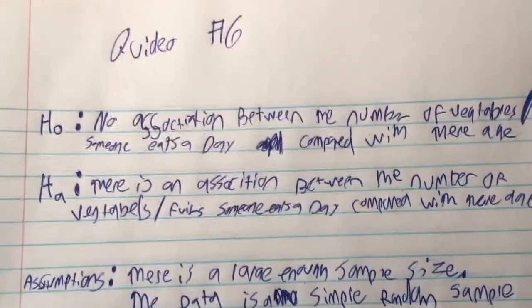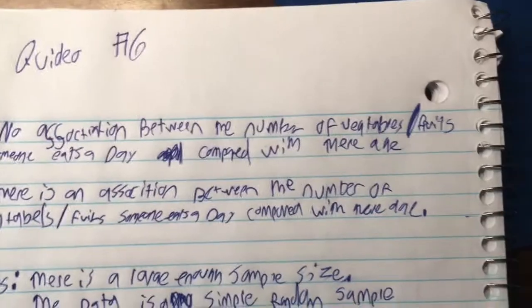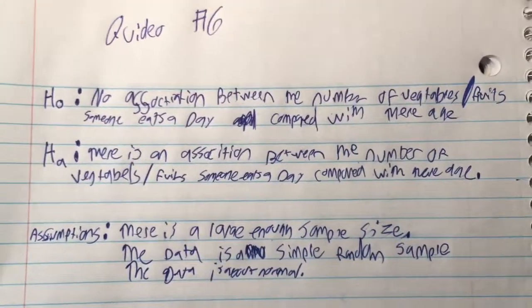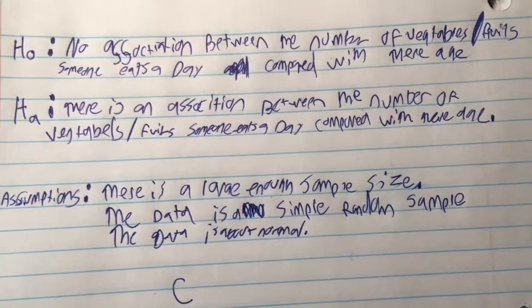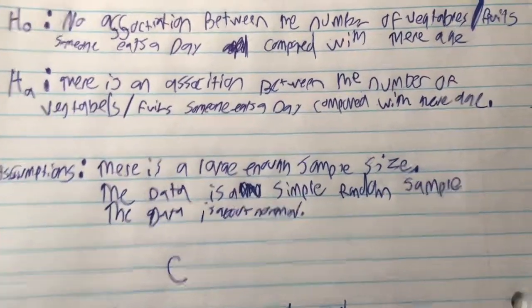So I made an HO and HA. So for HO, there's no association between the number of vegetables/fruits someone eats a day compared with their age. And for the HA, there is an association between the number of vegetables and fruits someone eats in a day compared with their age.